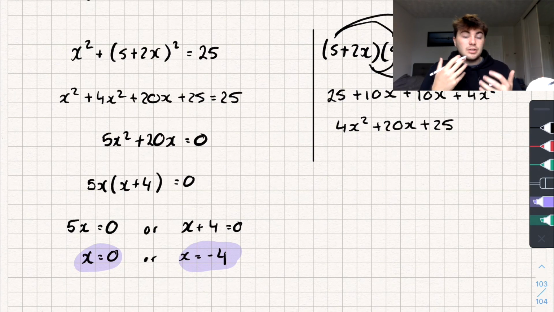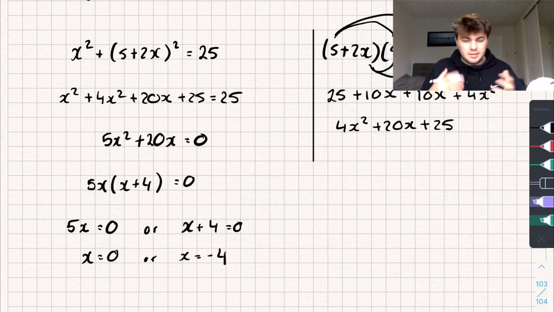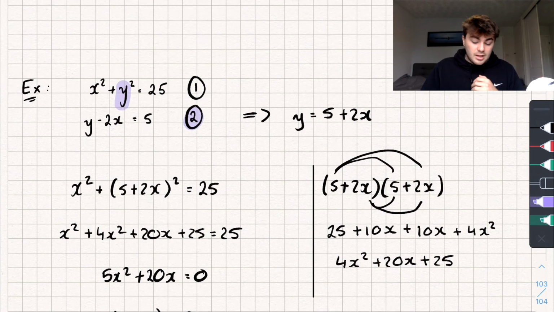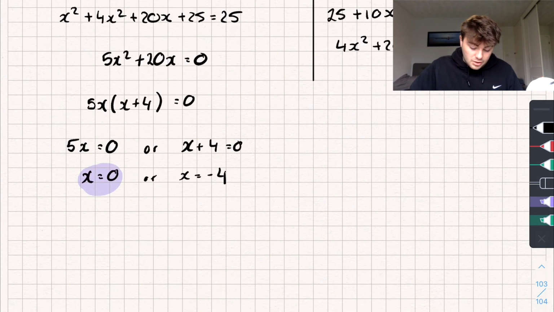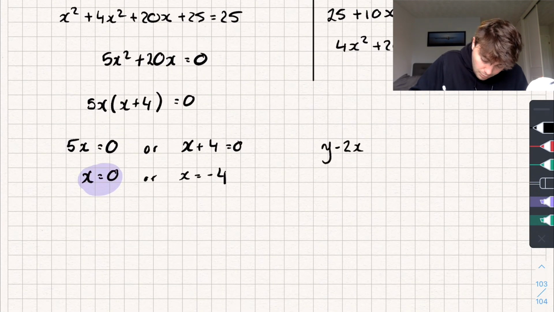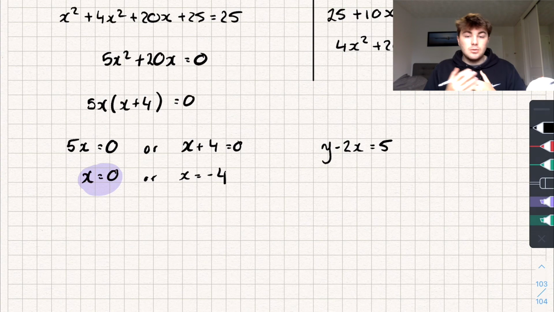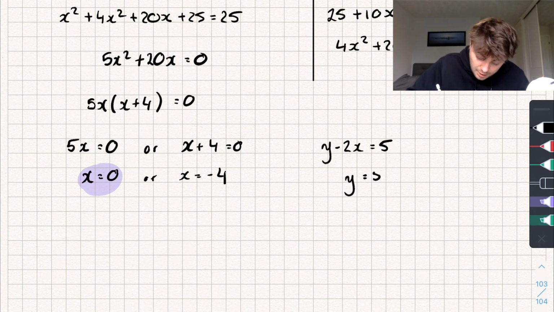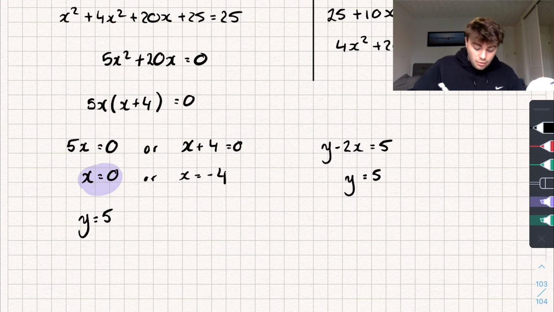And now to find these solutions for y, I substitute them both in for y one at a time. So we'll do x equals 0 first, and I'll substitute that into equation 1 or 2. I'll choose equation 2 because it's nicer, because it's linear. So that is y minus 2x equals 5. So substituting x equals 0 into there, we get y equals 5. So y equals 5 is my solution when x equals 0.